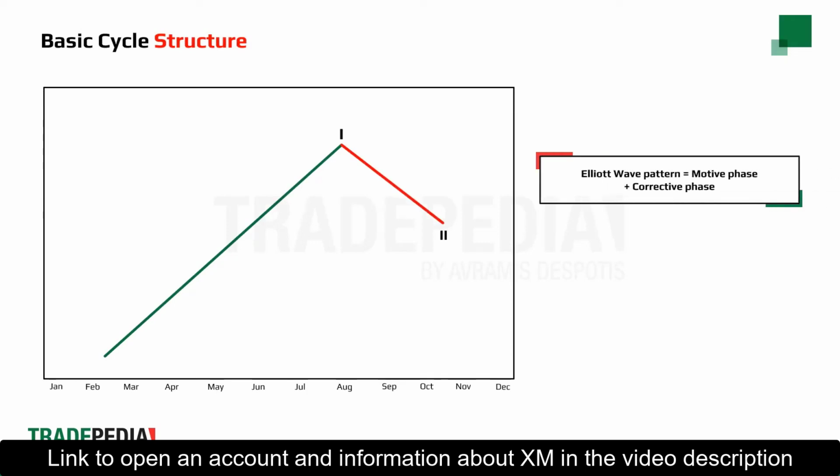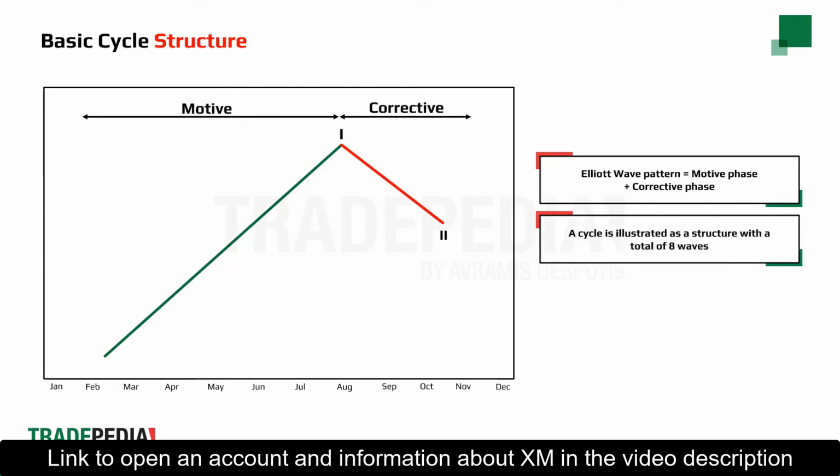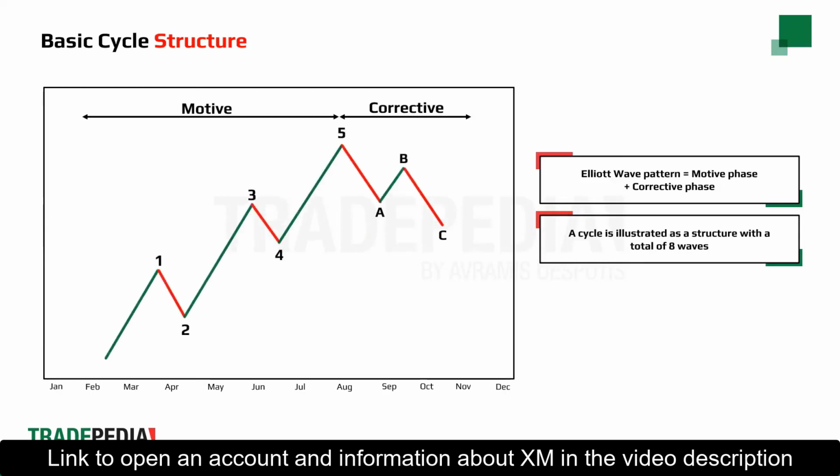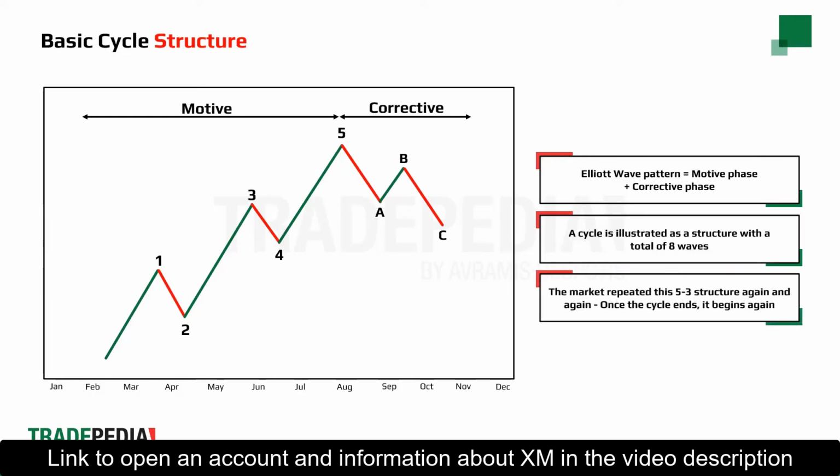One complete Elliott wave cycle constitutes 2 phases, the motive phase and the corrective phase. A cycle is illustrated as a structure with a total of 8 waves, 5 waves that advance in the direction of a higher degree trend, and 3 corrective waves against the higher degree trend. Elliott noticed that the market repeated this 5-3 structure again and again. Once the cycle ends, it begins again.